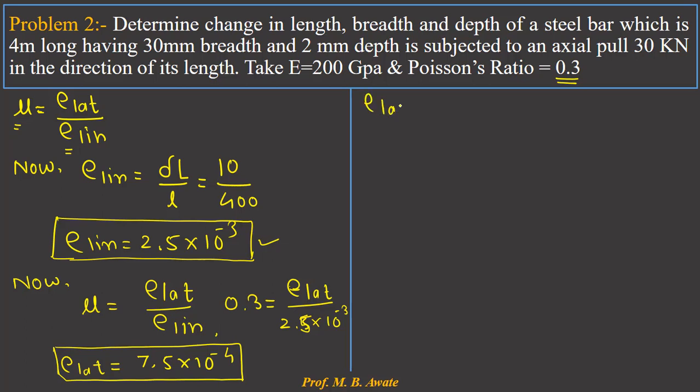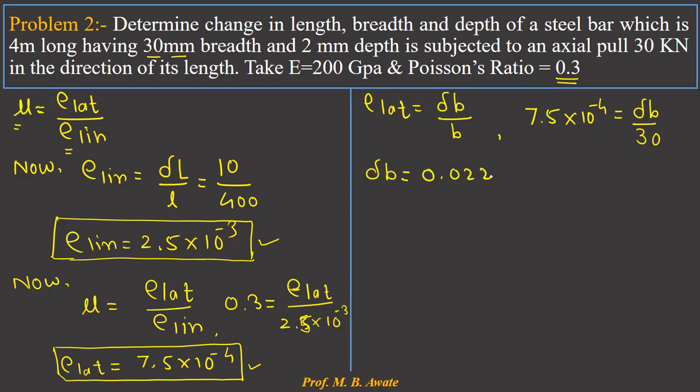See here, E lateral is equal to delta B divided by B. Okay, and what is the value for E lateral? This is the value, that is nothing but I can write here 7.5 into 10 raised to minus 4 is equal to delta B divided by B, and we know that the breadth is 30 millimeters. You can see here the breadth is given as 30 millimeters. And after calculating this, I will get the value for delta B as 0.0225 millimeters. Okay, this is the value for delta B I got.